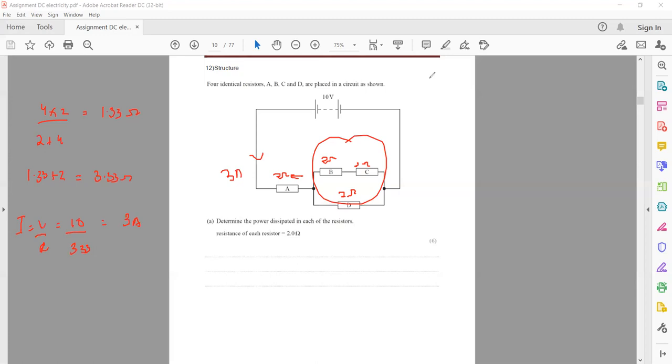We'll use the formula P is equal to I squared R to get the power. But what about the current in this branch? Because in parallel the current divides. So current will divide between the two branches. And what will be the division? According to the resistance, it will divide. So this resistance is 4 ohm and this resistance is 2 ohms. So how can we find the current which is passing through this side?